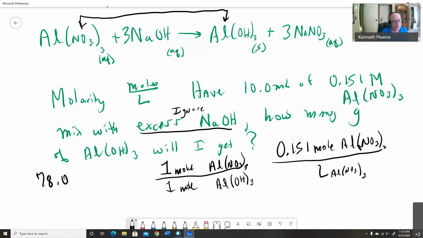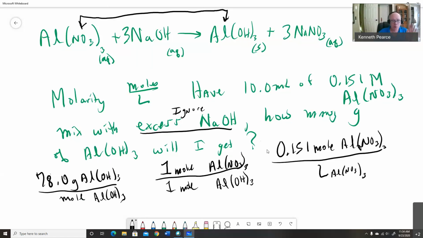and it has a molar mass of 78.0 grams of aluminum hydroxide for every mole of aluminum hydroxide. And you see that, other than having to pull down the molarity and write it down as moles over liters, we've done exactly the same thing that we were doing in chapter 3. The exact same thing.